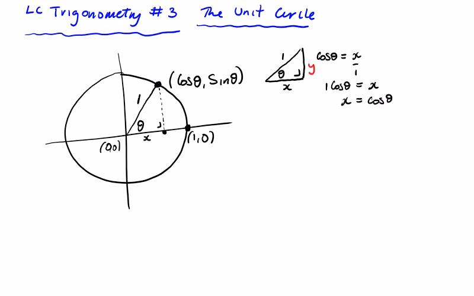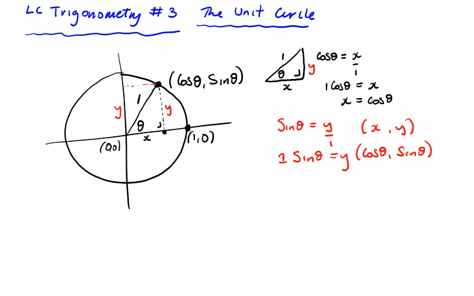Similarly, if we wanted to find y, this is the y length coming up to here, going to be my y. We can say that the sine of theta is equal to O over H, y over 1. So 1 sine theta is equal to y. So that's why my x and y values within the unit circle of radius 1 are cos theta and sine theta.